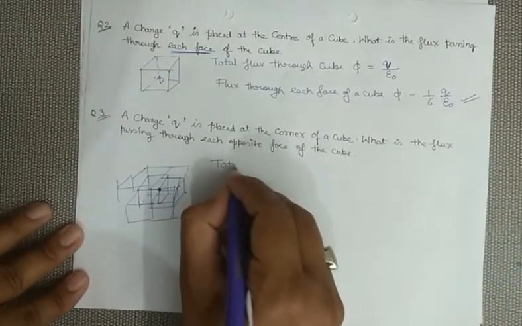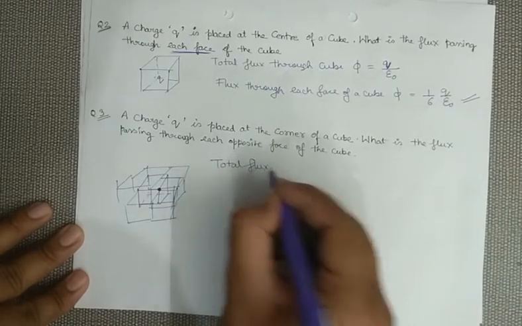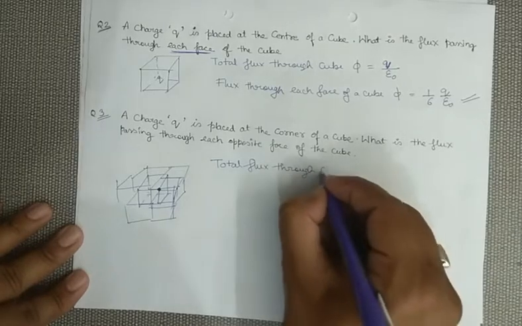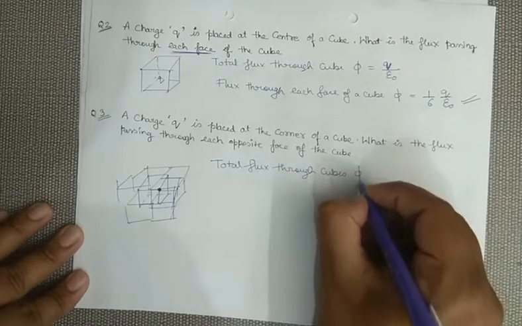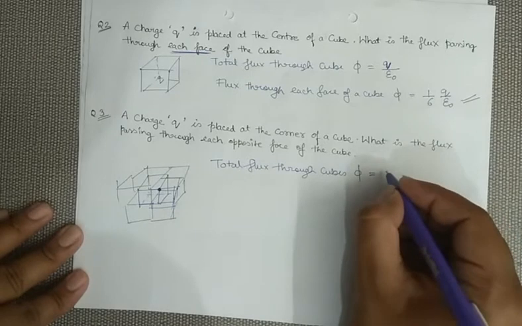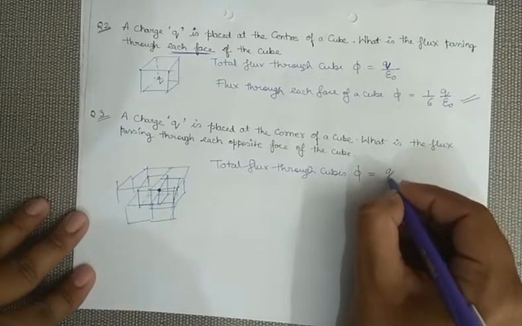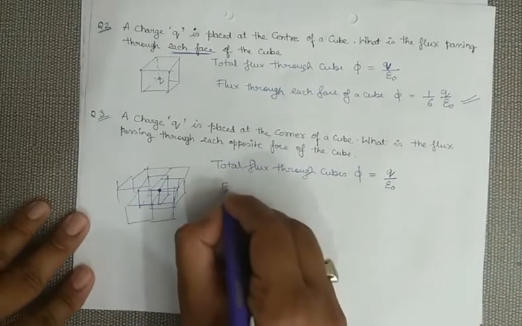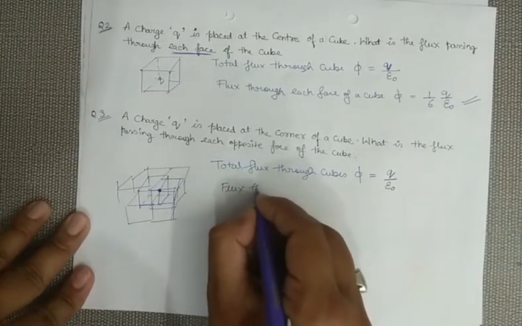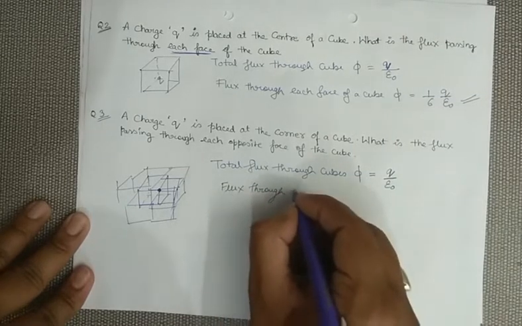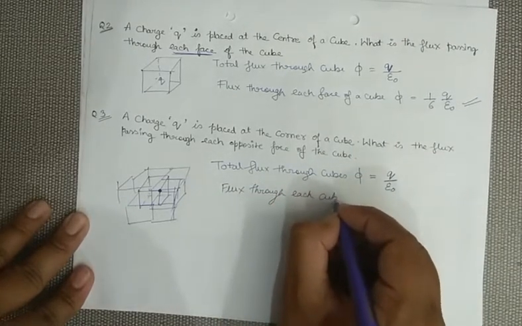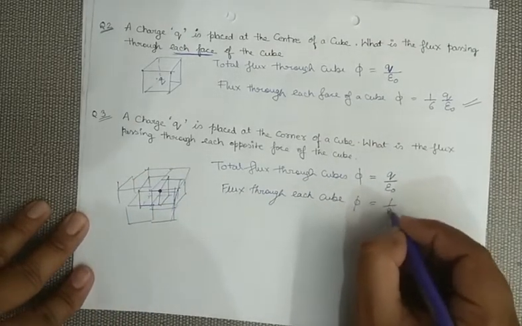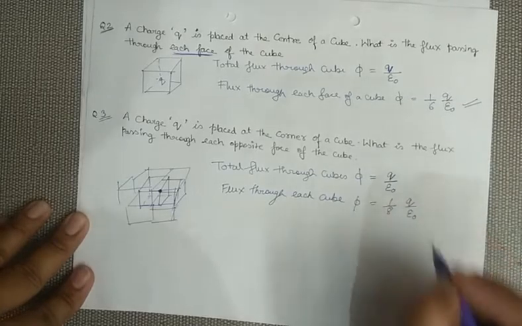So what is the total flux? Total flux through cubes. So including these 8 cubes, the total flux will remain the same. What is the total charge in this? That is Q divided by epsilon naught. So this is the total flux. Now if I talk about flux through each cube, how many cubes are there? Total 8 cubes, and we have to take 1 out of 8. So it's 1 by 8 Q by epsilon naught.